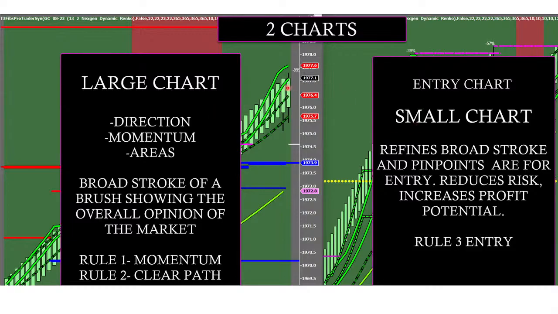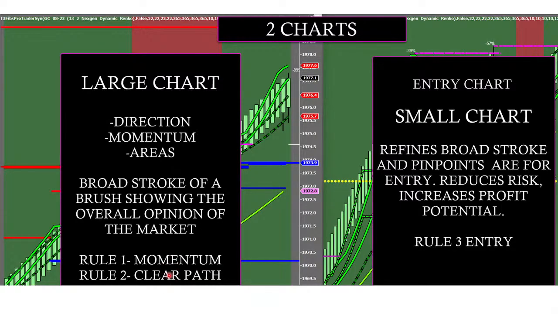Your large chart is going to use the most current bar, the first bar in the play, and it's going to define the direction of the market. It's going to define the momentum in the market through rule number 1, and it's going to define whether or not you have a clear path, whether you have room to your targets through rule number 2. 66% of your advantages for the high probability trend trade come from the large chart, and there's not even any reason to look at a small chart until these advantages are in play for the new user.